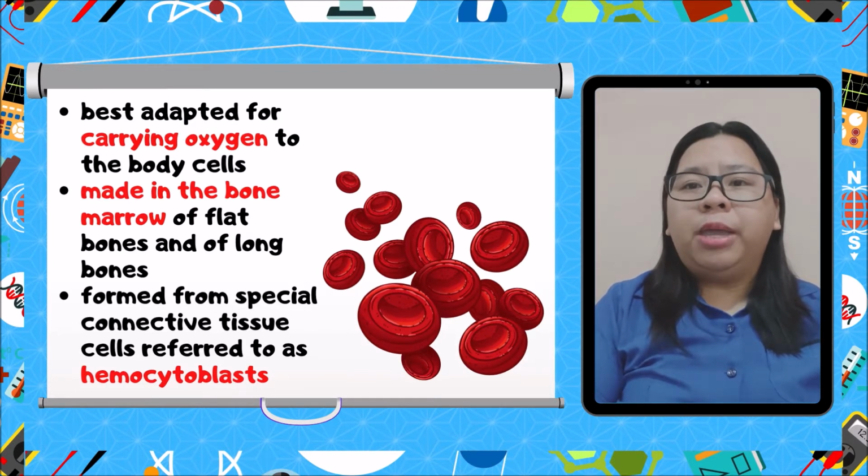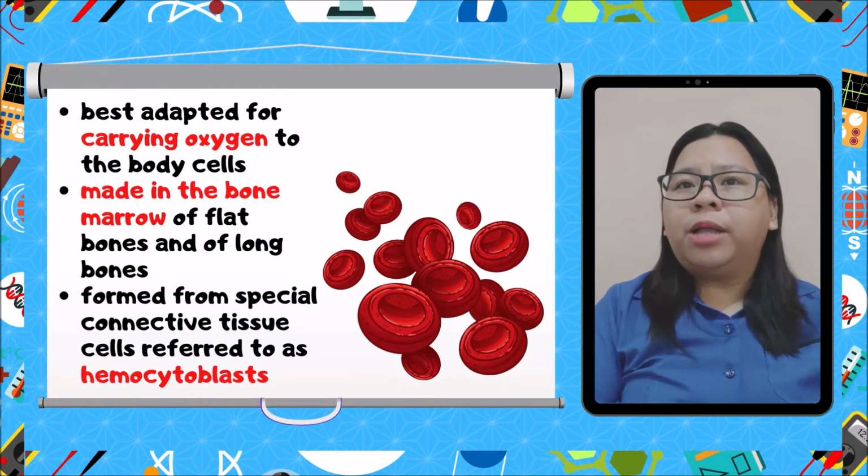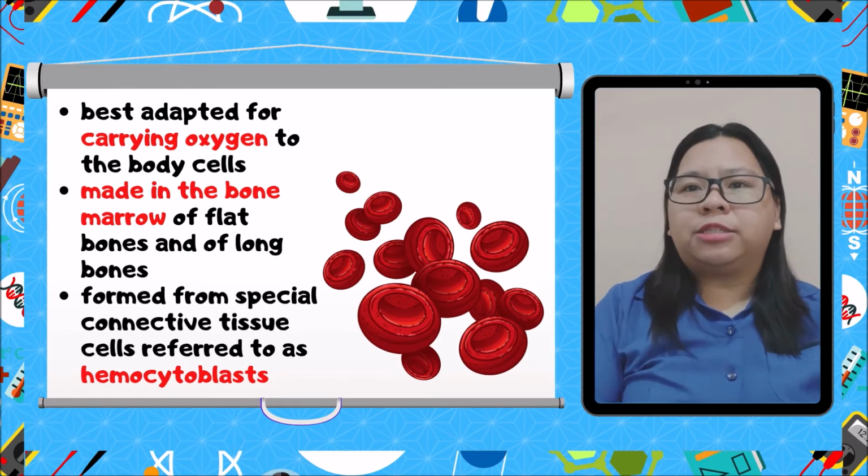Red blood cells are made in the bone marrow of flat bones and of long bones. Blood cells, including the red blood cells, white blood cells, and blood platelets, are formed from special connective tissue cells referred to as hemocytoblasts.